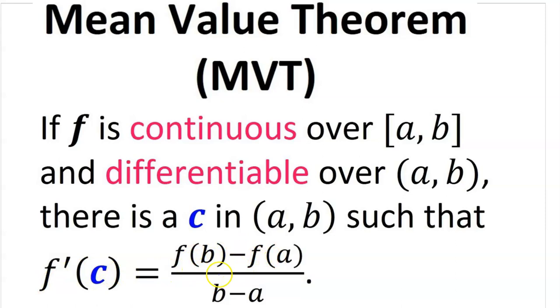This is the average rate of change of f. It's sort of an old school slope. Think of it as y minus y over x minus x. Another way of thinking of it is the instantaneous rate of change is equal to the average rate of change, or the slope of the tangent line is equal to the slope of the secant line.